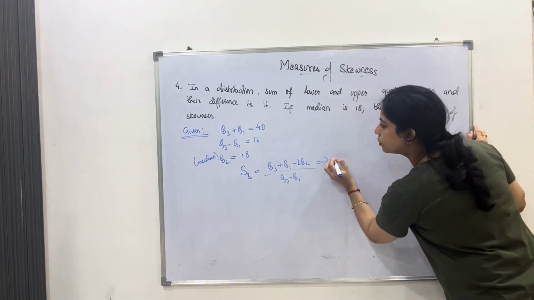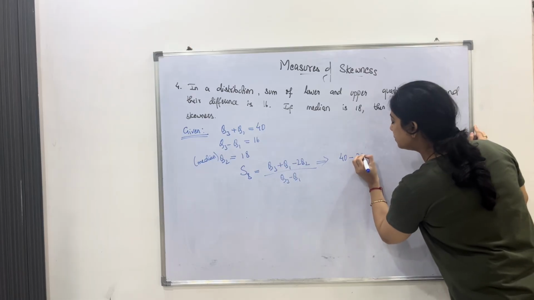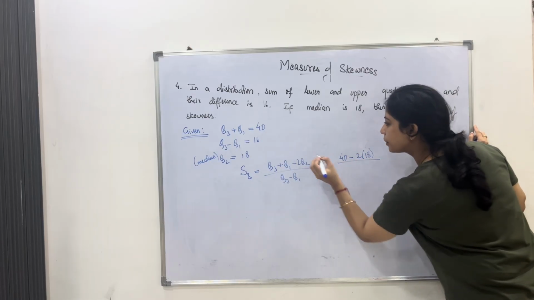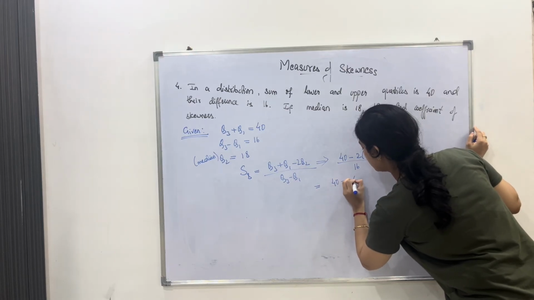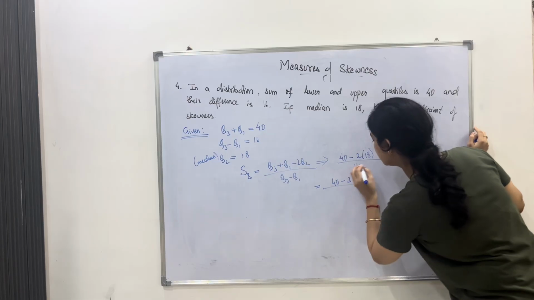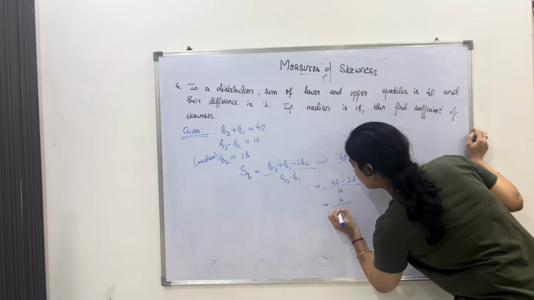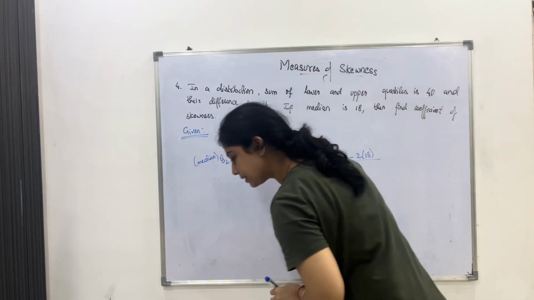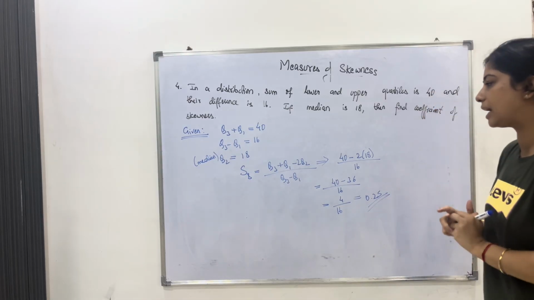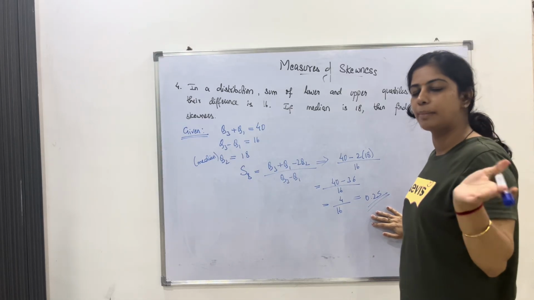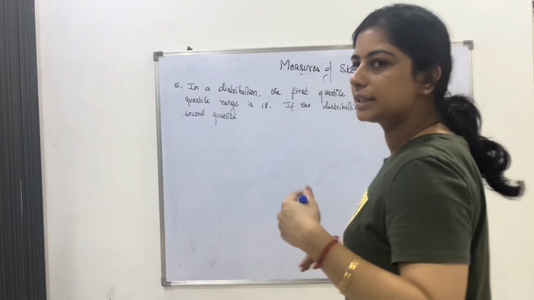Now Q3 plus Q1 is 40, minus 2 times median, 2 into 18. Q3 minus Q1 is 16. So 40 minus 36 by 16, which is 4 upon 16, and the answer is 0.25. So this is the answer. As we can see, this also is lying in the range of -1 to +1. So the answer which we have got is right, and this is positively skewed. Let's see the next question.